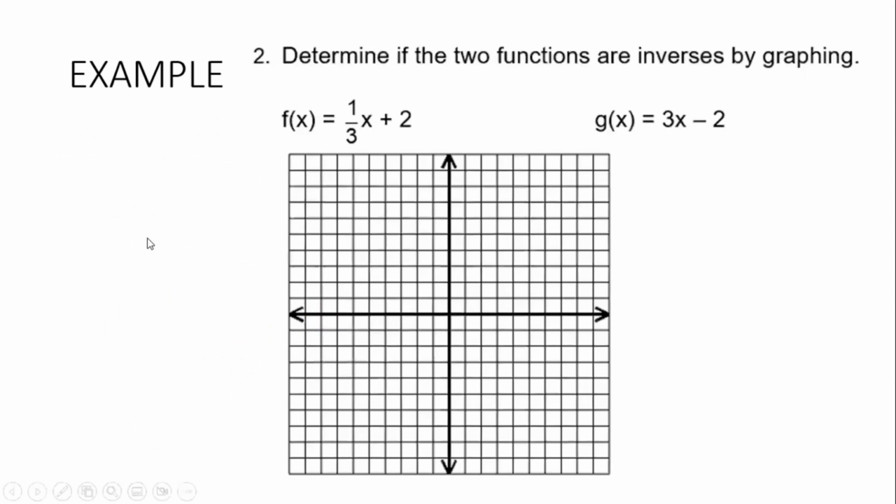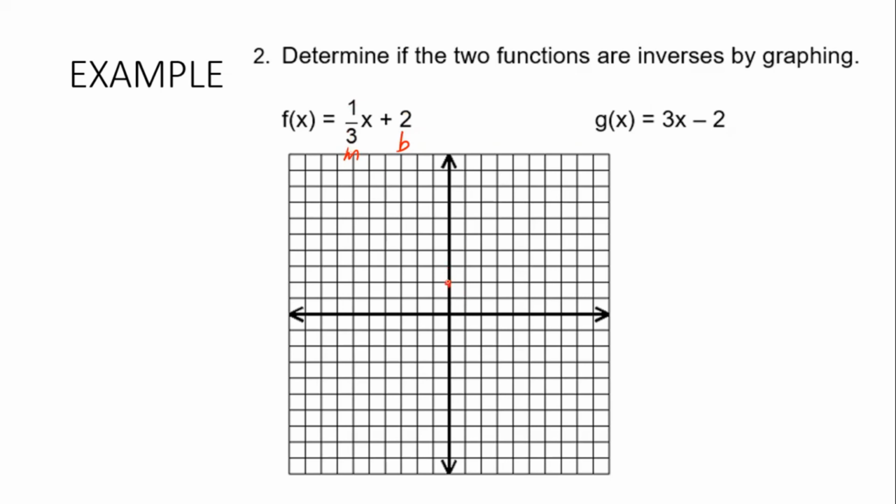All right, so let's look at it ourselves. Here, it says determine if the two functions are inverses by graphing. This is a linear. You should be able to graph a linear without a calculator because you're in Algebra 2. So we're going to graph our linears without a calculator. We have 1/3 x plus 2, and we have 3x minus 2. Here's my y-intercept. Here's my slope. My y-intercept tells me where I began. My slope is my map that tells me what direction I'm going in, right?